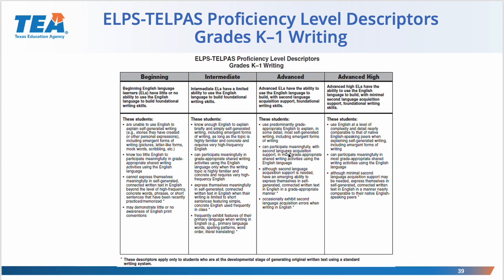And so that would still be advanced, even if they need a little help, versus here in advanced high, they can participate meaningfully in most grade appropriate shared writing activities. There's nothing in there about support, right? So in a shared writing situation, advanced high students should need nothing to participate. Now, that doesn't mean they wouldn't need any support in self-generated writing, right? That they're having to sit down at their desk and write on their own. They still may need a little support there. But in terms of shared writing, they shouldn't need anything for the advanced high.